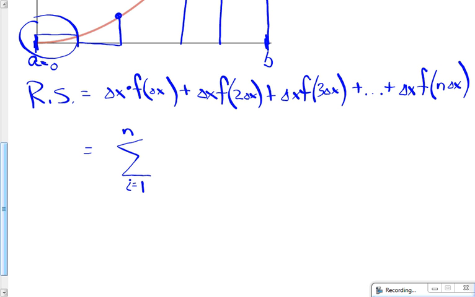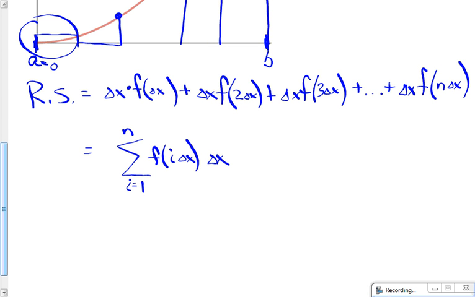This sum means I'm going to add up a whole bunch of terms that have a similar pattern. F of I times delta x times delta x. Let me pause and make sure that's right. That's right, yeah.